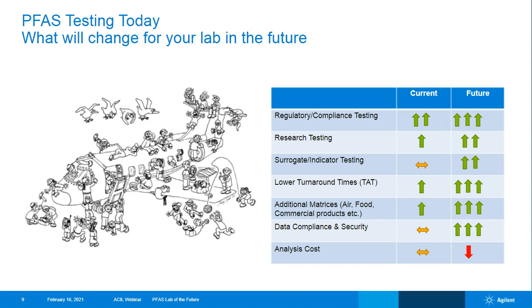As I mentioned, we will be doing a lot of PFAS testing in the future in additional matrices, not only water, but we'll definitely be doing this testing in air, food, commercial products, and other things. Again, data compliance and security is a very critical aspect of this lab of the future doing PFAS testing. And unfortunately, probably the only thing that could go down is actually the analysis cost, because as demand goes up, that typically will lead to streamlining. This can actually be a positive for many labs though. The lab of the future can very much optimize their workflows and increase throughput, which can significantly drive the cost of analysis in the lab down. And so this in turn is actually a good thing for many of the testing labs.